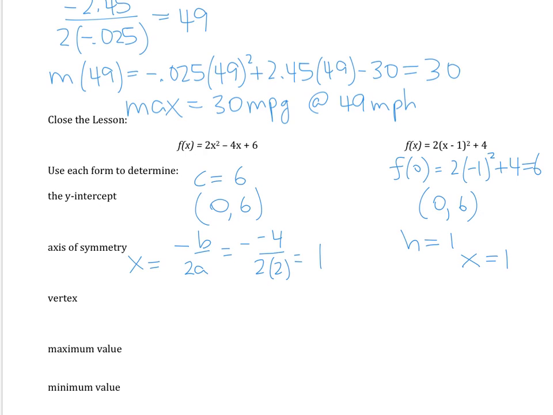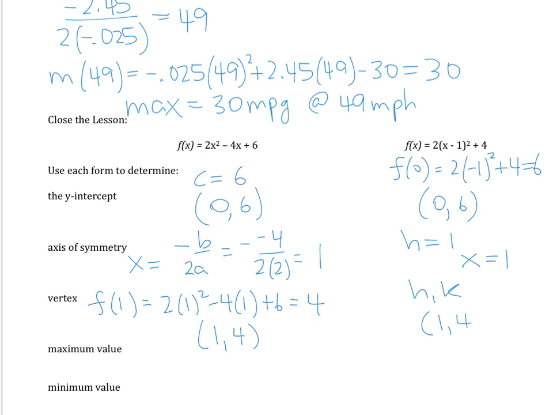The vertex is then substituting that value back in. One times 1 is 1, times 2 is 2, minus 4 is negative 2, which is 4. So the vertex would be 1, 4. The vertex here is h, k, which is 1, 4.